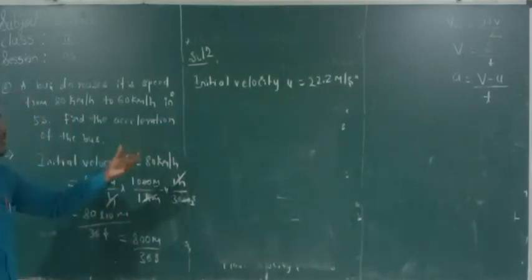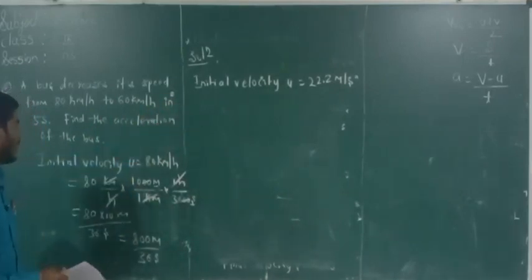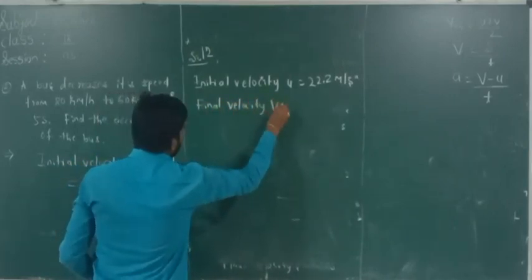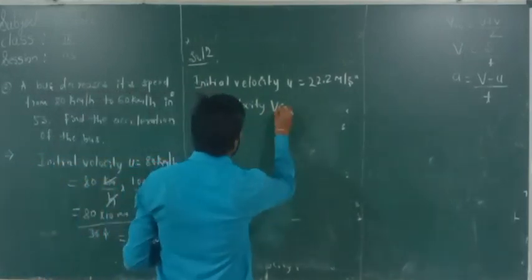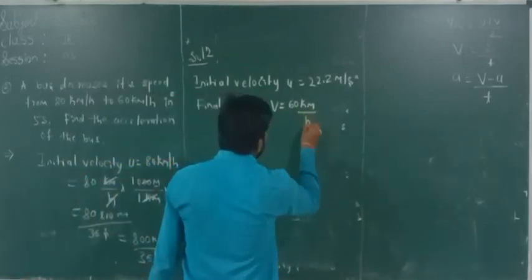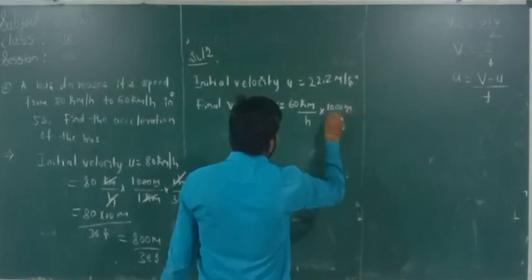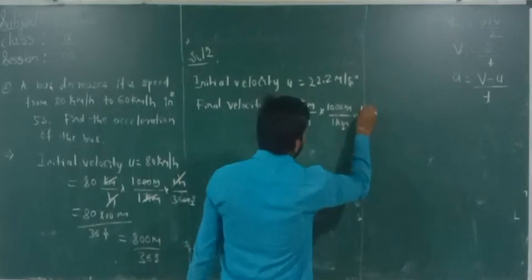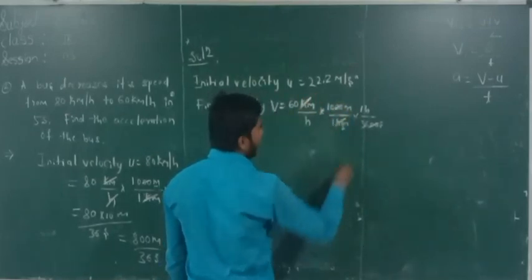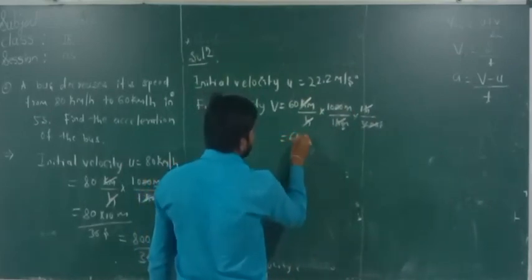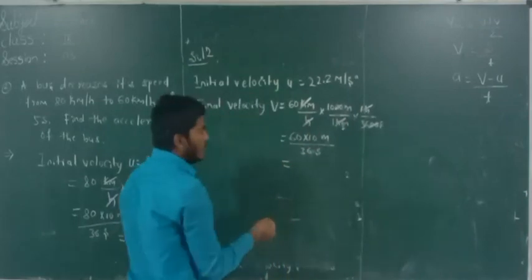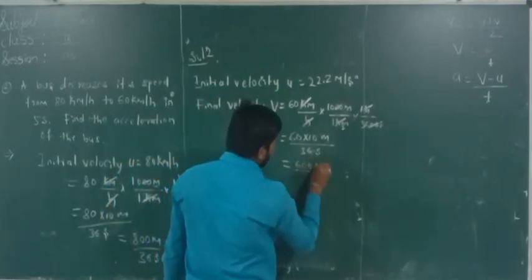If the given data is in the form of kilometer per hour, you should convert it into meter per second. And again, the final velocity v is equal to, given here, it attains 60 kilometer per hour. We should convert it into meter per second. 60 kilometer per hour into 1000 meter divided by 1 kilometer into 1 hour divided by 3600 seconds. These zeros get cancelled, the kilometer gets cancelled, the hour gets cancelled. We get 60 into 10 meter divided by 36 seconds, that is 600 meter divided by 36.